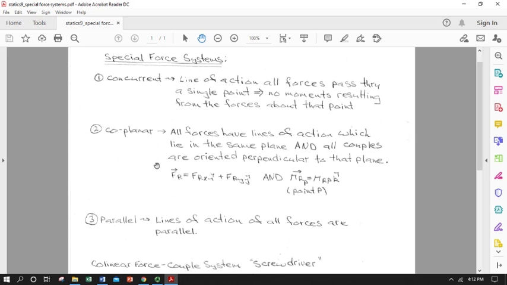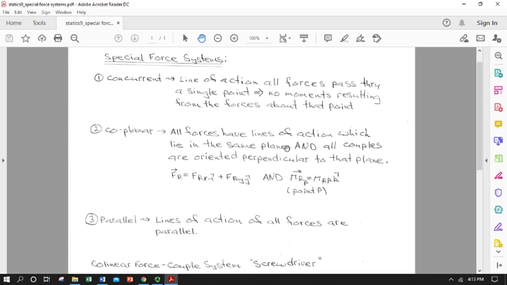Okay. The next step up in complexity is coplanar, and in this system all of the forces have lines of action which lie in the same plane. So obviously if you have two forces, they'll have lines of action that define a plane. So of course they're going to lie in the same plane because they define it. But if you have a third force in the system, it would have to lie in the same plane as the other two, or however many you have.